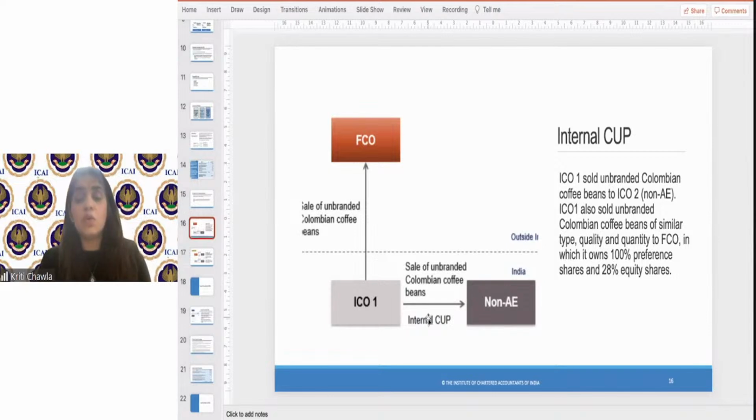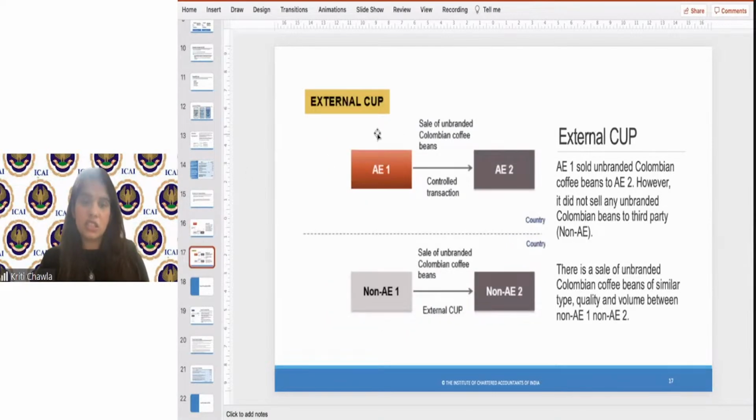Now, the point is, what exactly is an external CUP? This is external CUP. Let's see that we have a client which is AE1 and this is related to AE2. These are both related parties, and this is a controlled transaction because this is a related party transaction. Now, AE1 is selling unbranded Colombian coffee beans to AE2. Now, we need to substantiate that the price at which they are transacting is at ALP. How do we do it? Well, we use CUP. Now, to use CUP, we have to find comparable companies in the market.